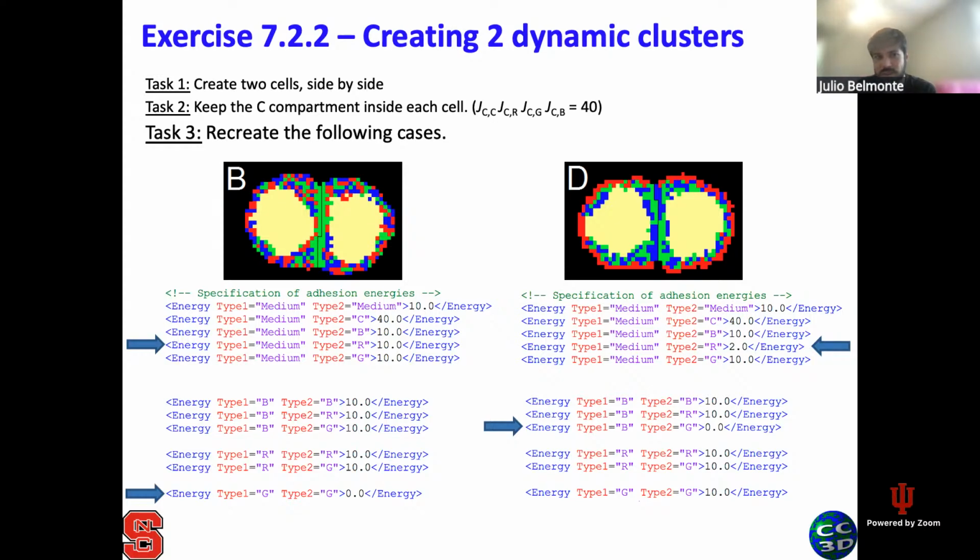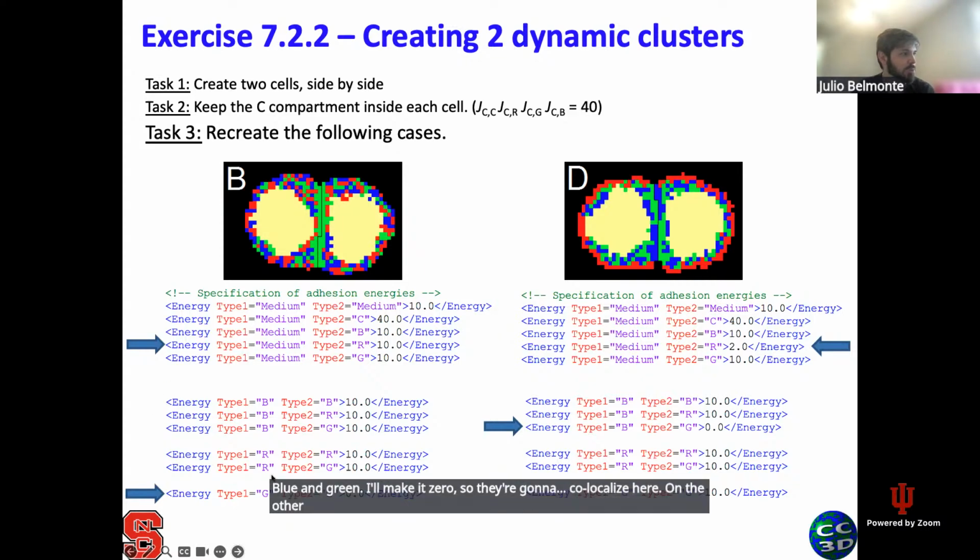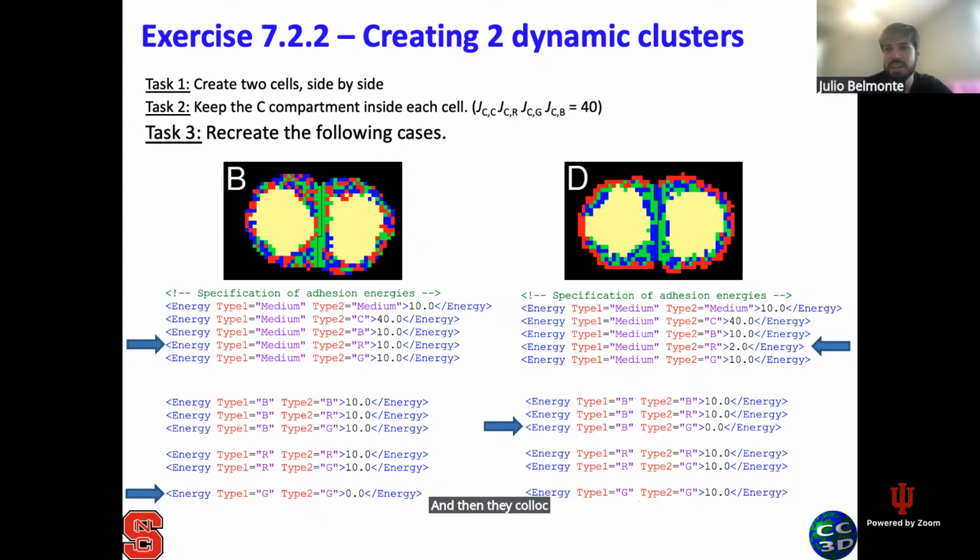So to do that, you lower the energy between blue and green, or make it 0, so they're going to colocalize here. On the other one, you only lower the energy between green and green, and then they colocalize in the membrane. So I'm going to move on.